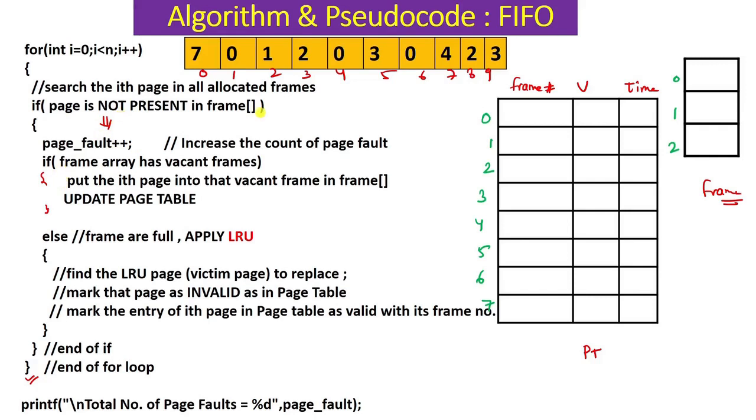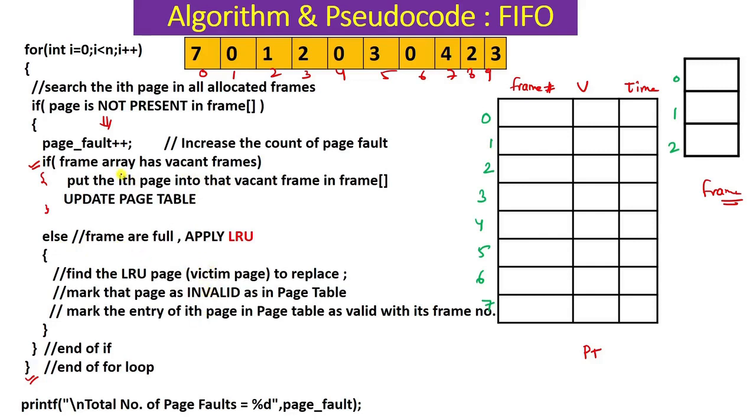If a page is not already present inside the frame array, then it may happen that your frames have empty spaces, so we can put this page inside any of the frames. Or it may happen that when we encounter that the page is not present, some other pages have occupied all the 3 frames and there is no space left. Then we have to apply the LRU first, so that we can make room for another page. So if the frame array has a vacant frame, then do this thing. If not, the frames are full, then apply the LRU and do this thing.